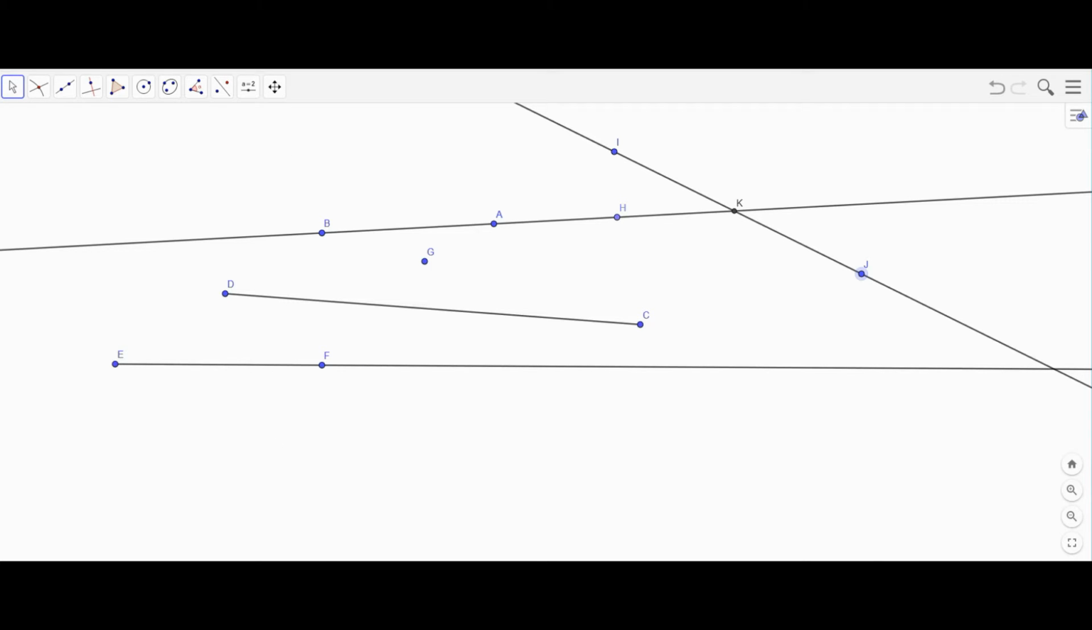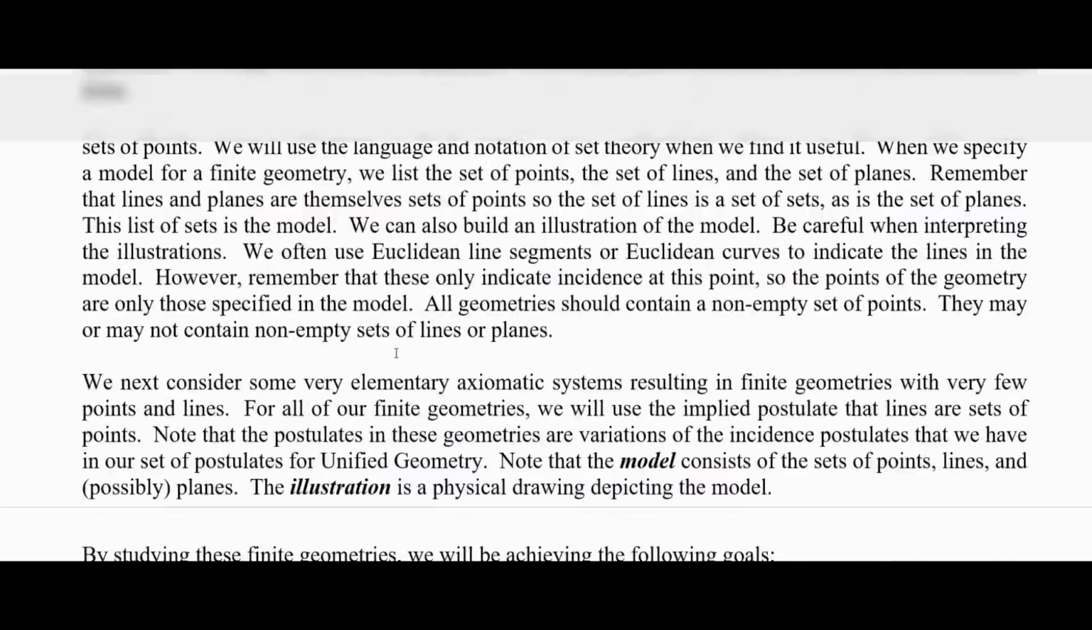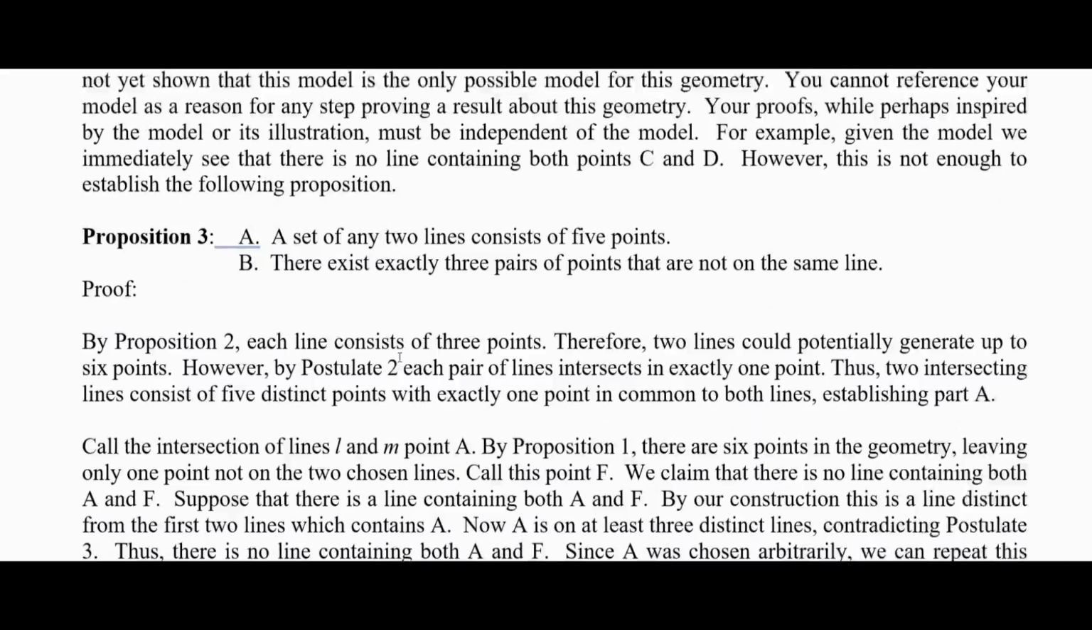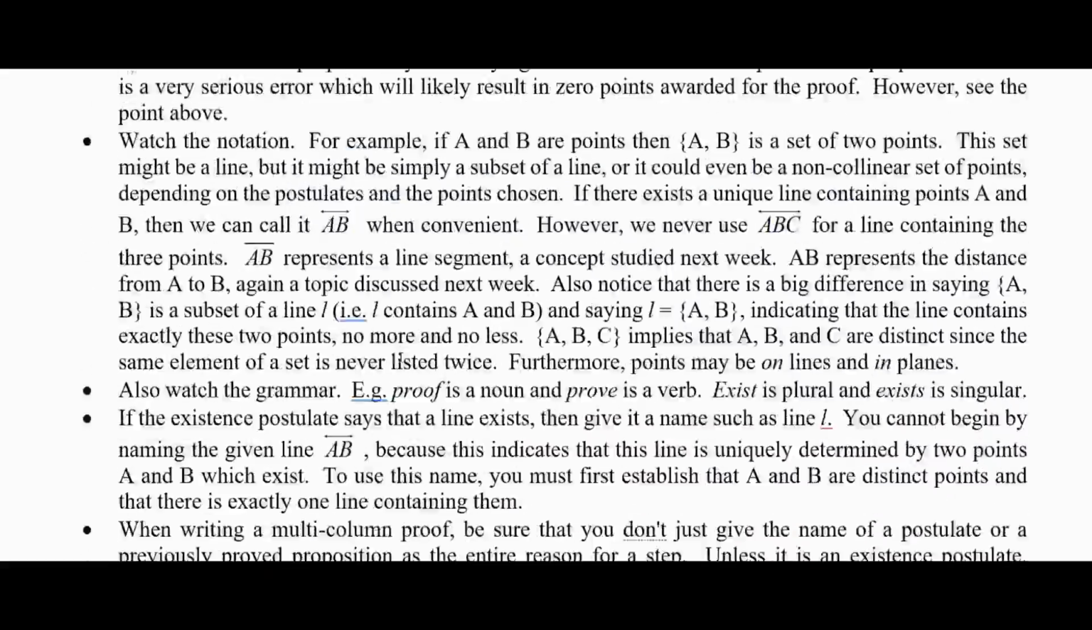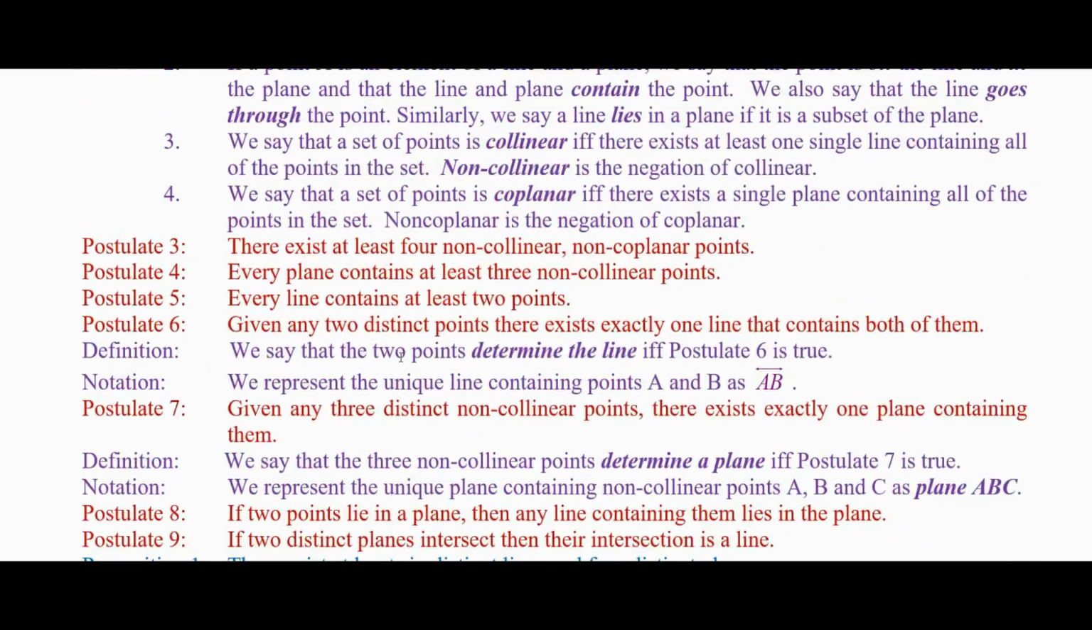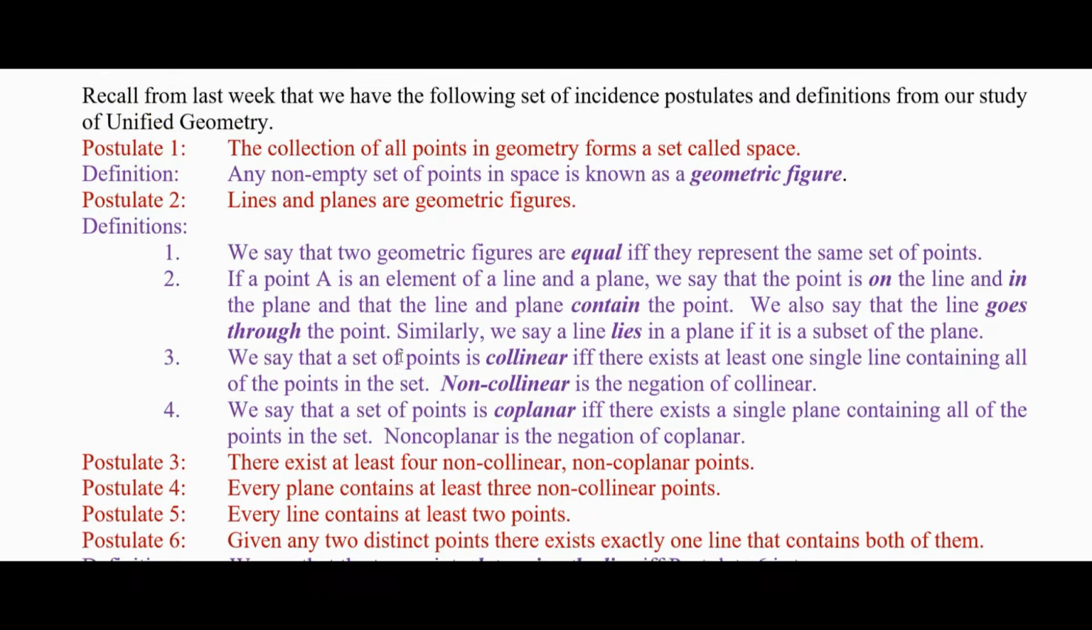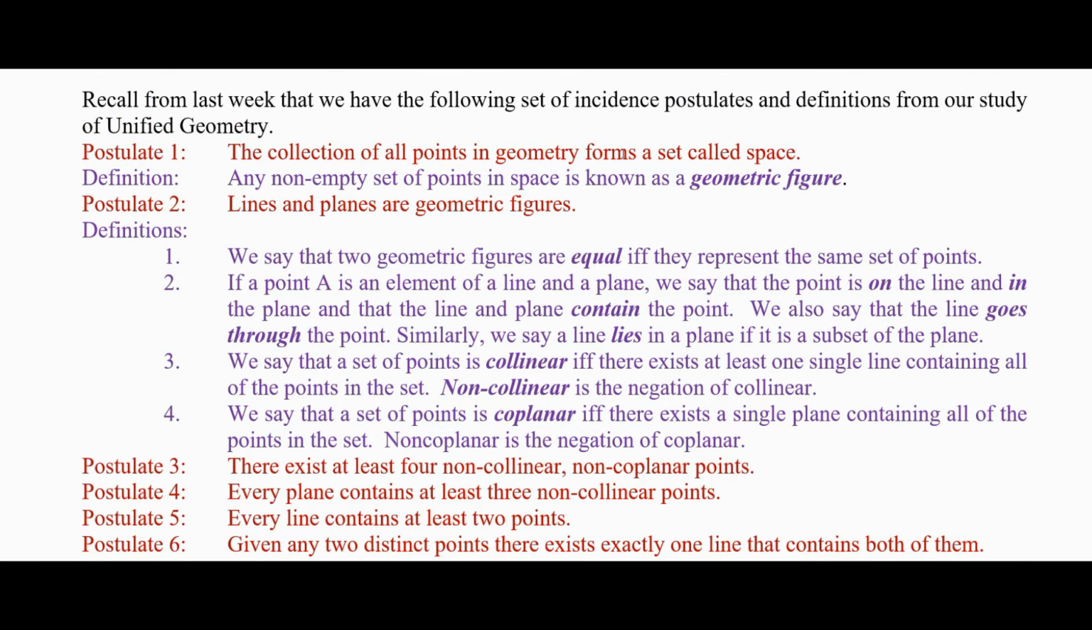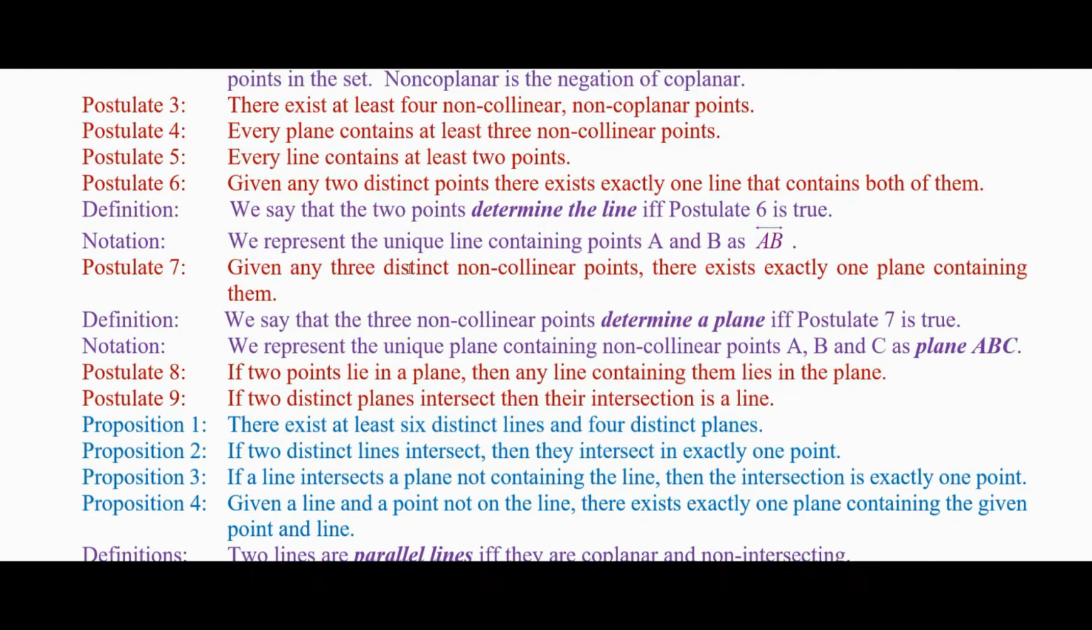Okay, so let's take a look back at our list of postulates from here. Here are some of them here. So the collection of all points is a set. So in this case, we're dealing with just a single plane, but there are points in that plane. Lines and planes are geometric figures, so they're sets of points. So we want to have that way of thinking about it.